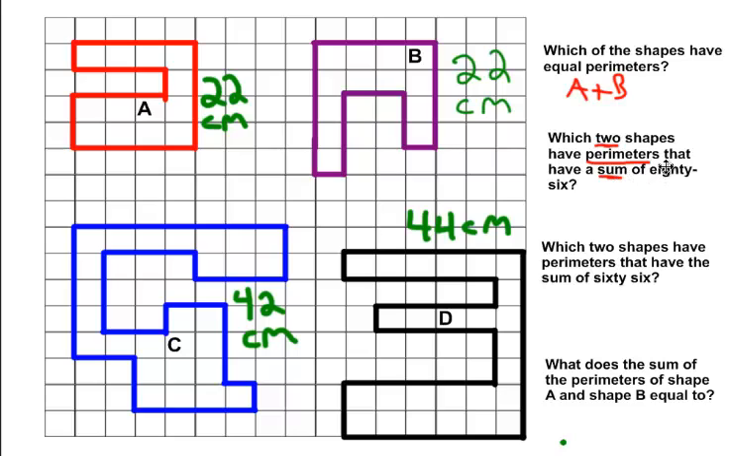Ooh, what does sum mean? Now think back here. Sum means add. It means the answer to addition of 86. Now when you do this, don't just randomly pick 2 shapes and test it out. Use some logic behind it. So we need the number 80. We got to make 86, right?